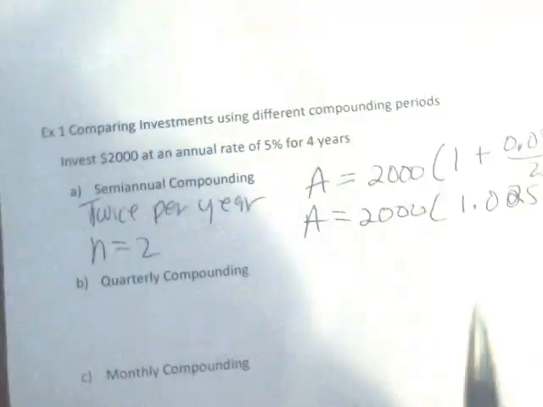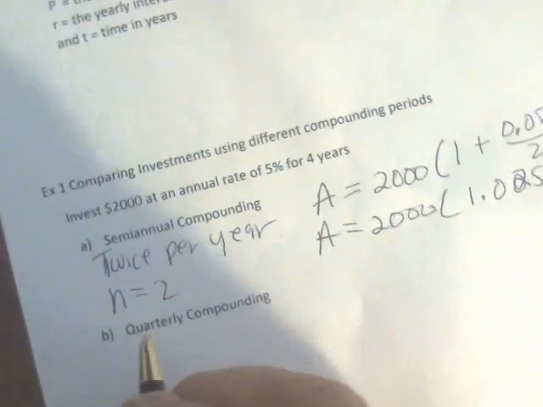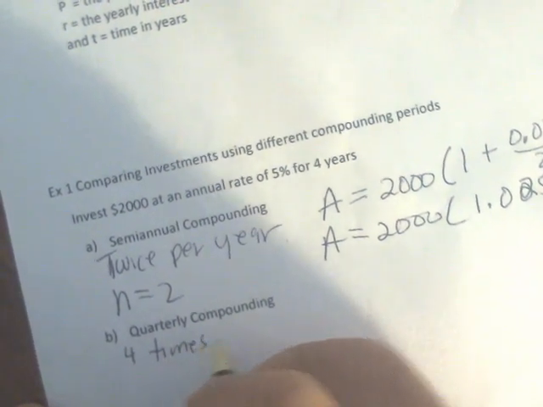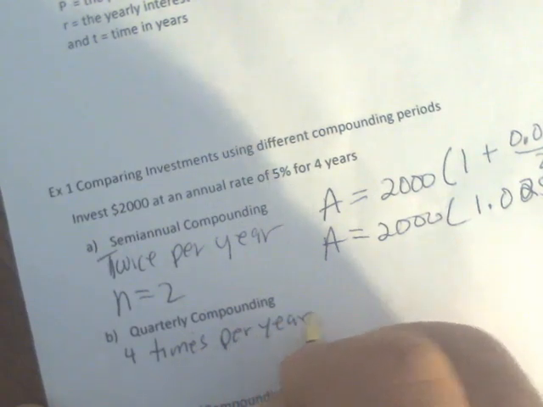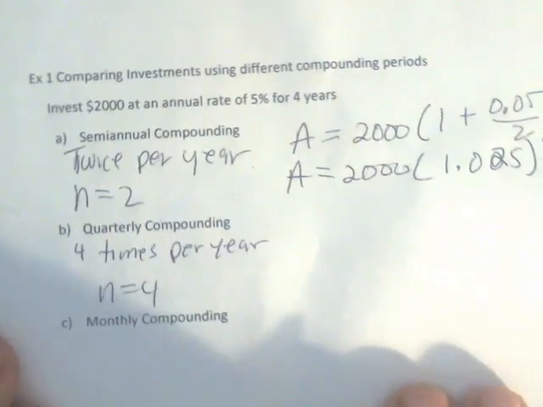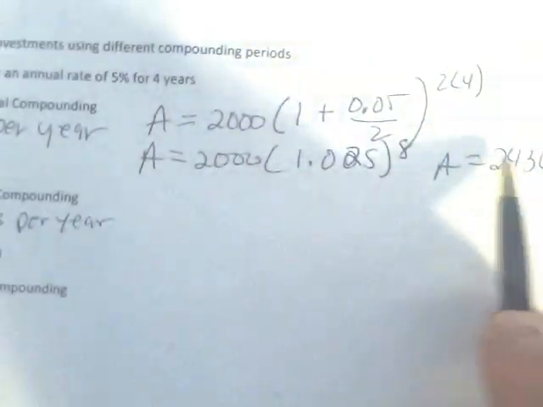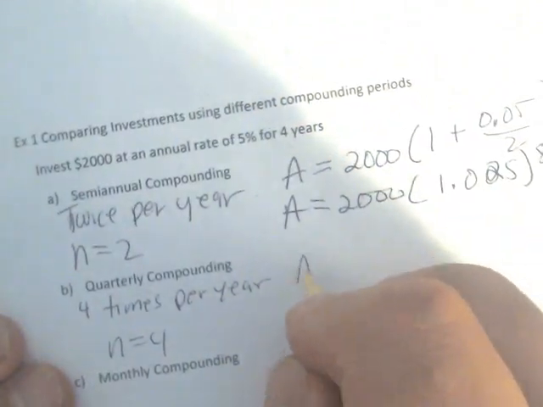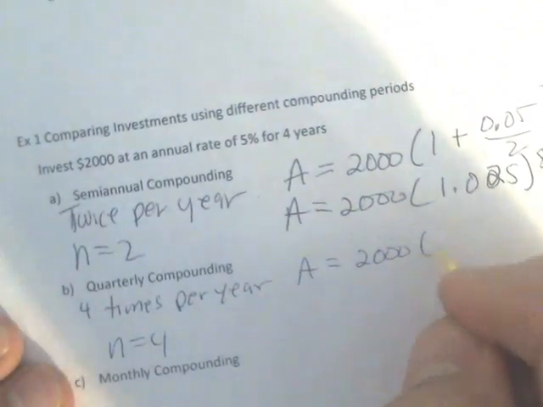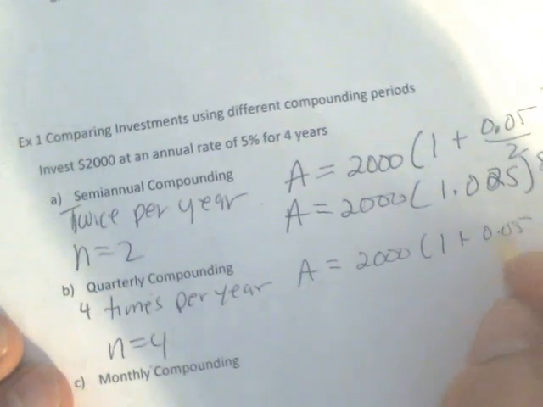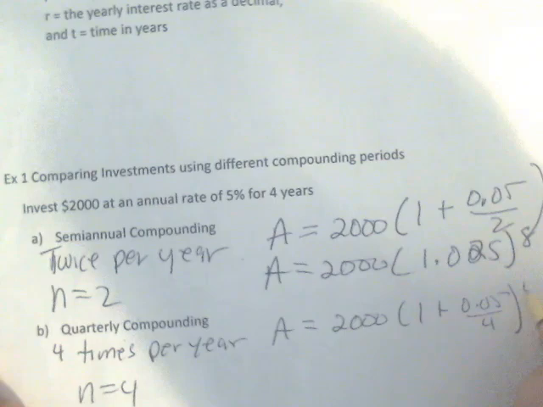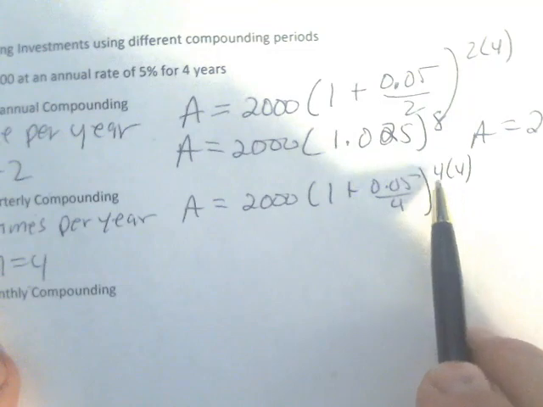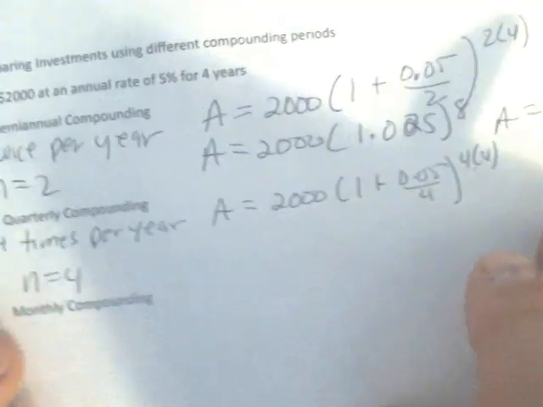The only difference now in quarterly and monthly is N. So quarterly is 4 times per year. So n is 4. It's not going to make like $100 difference, but it is going to be more than compounding twice a year. So nothing really changes except for n. So divided by 4 here, and then 4 times 4 here. So if you're compounding 4 times a year for 4 years, that's 16 times.